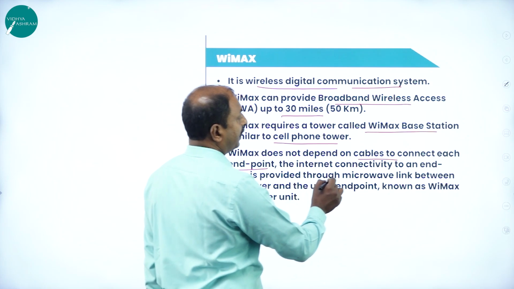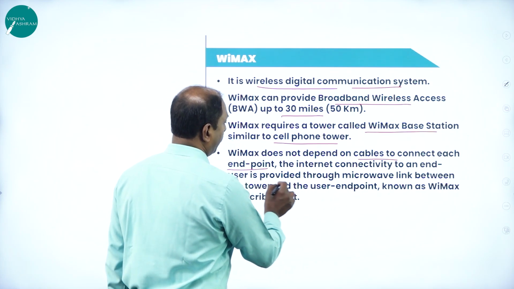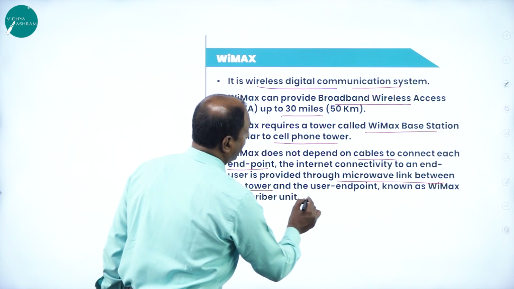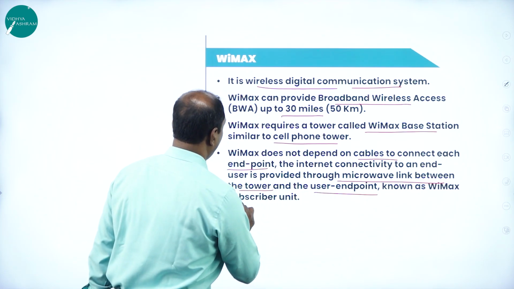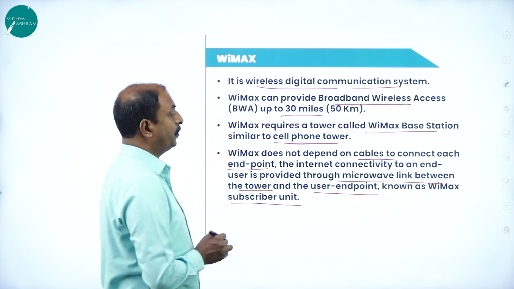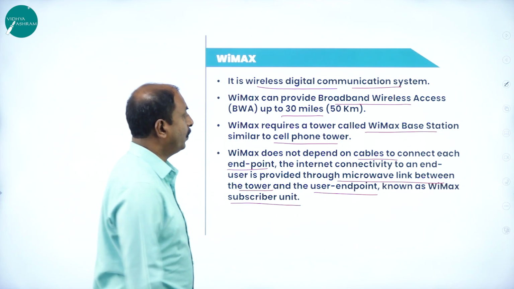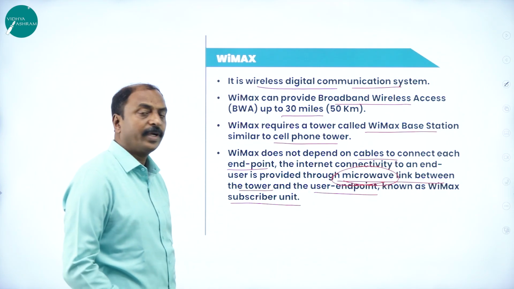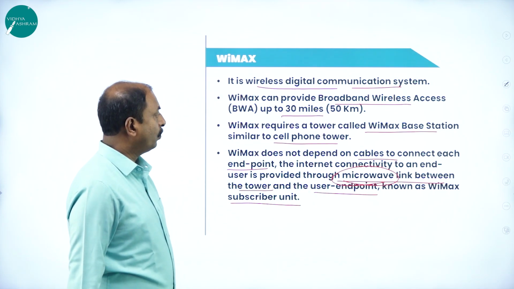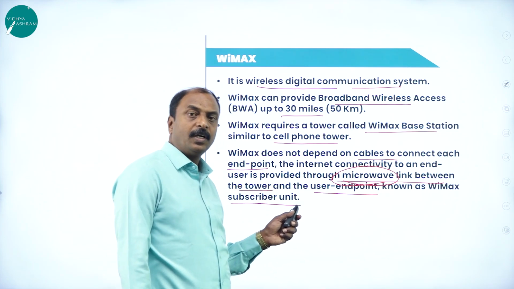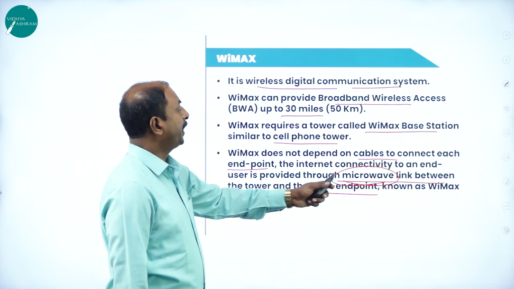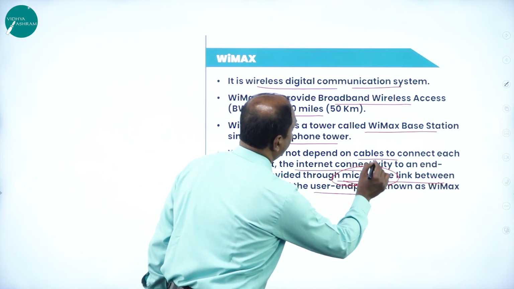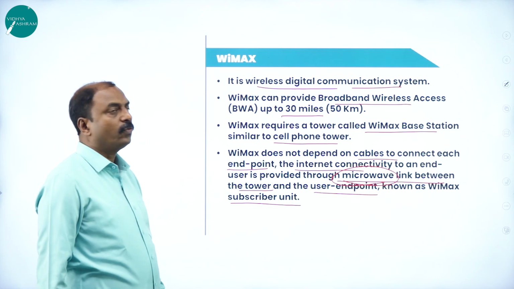The internet connectivity to an end user is provided through a microwave link between the tower and the user endpoint, known as the WiMAX subscriber unit. So this technology works with microwave link communication, or microwave signals, and connects two endpoints, host and destination, through a microwave link between two devices. It provides internet connectivity. So this is WiMAX.